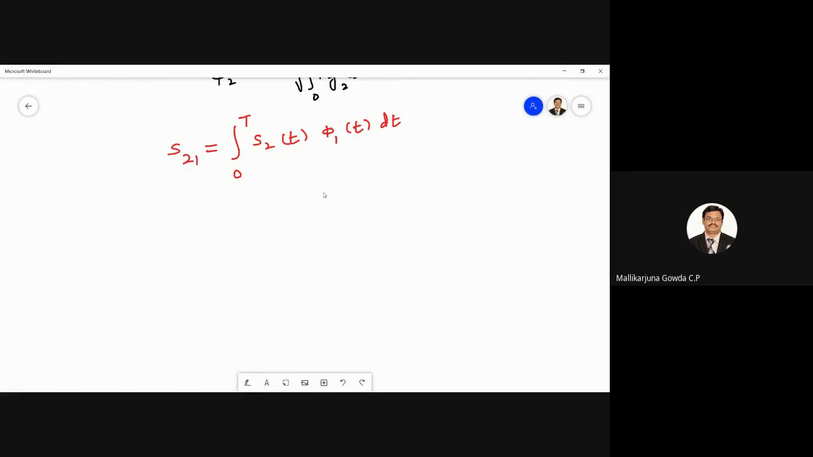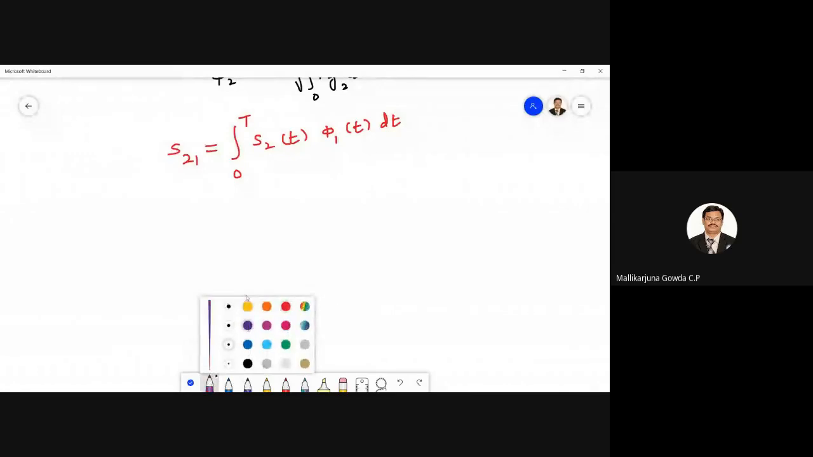But pi 1 of t exists for what interval? 0 to T by 3. Yeah. So I know S2 of t exists for a period of 0 to 2T by 3, but pi 1 of t exists only over what interval? 0 to T by 3, right? After T by 3, its value is 0. So can I write S21 is equal to integral 0 to T by 3.